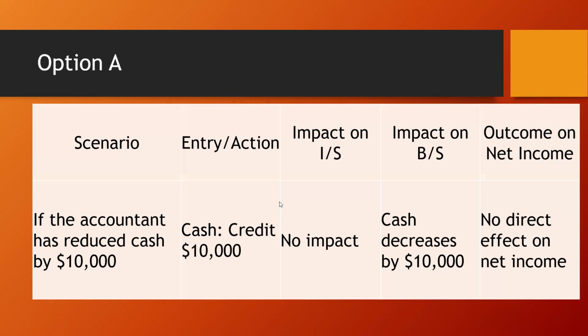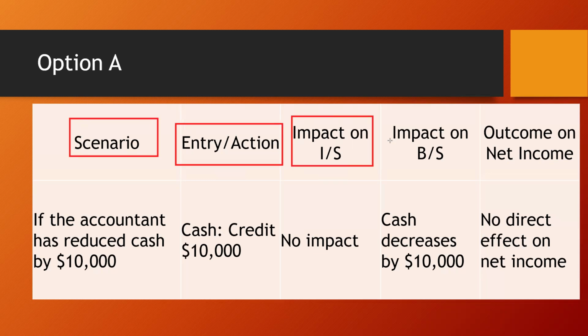Sorry. Okay. Option A. But I took some elimination technique and I came up with something. If you look into everything, you can see I have created a scenario, the entry actions, the impact on the income statement, the impact on the balance sheet, and what will be the outcome on the net income. This is the same approach I used for all 4 options.